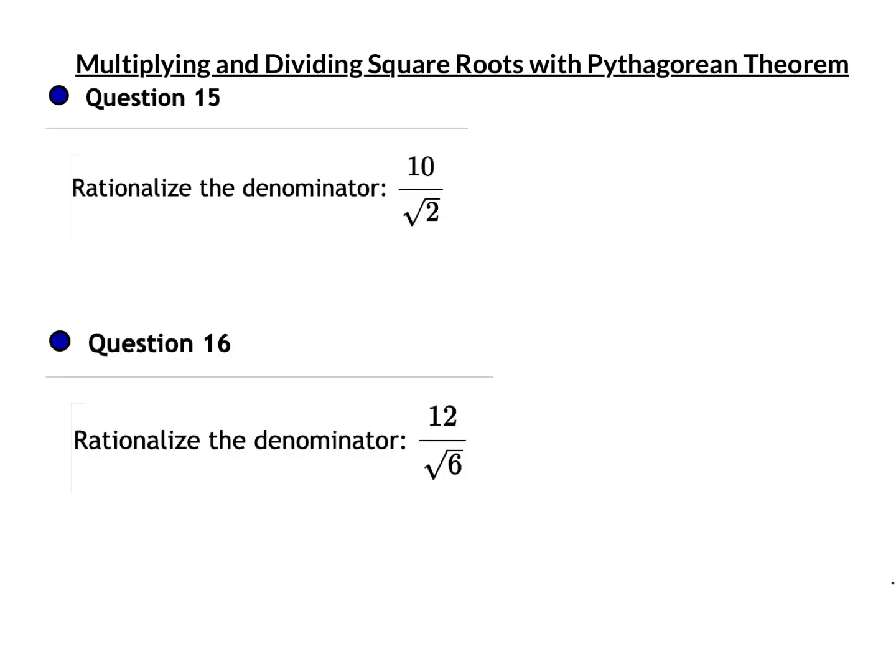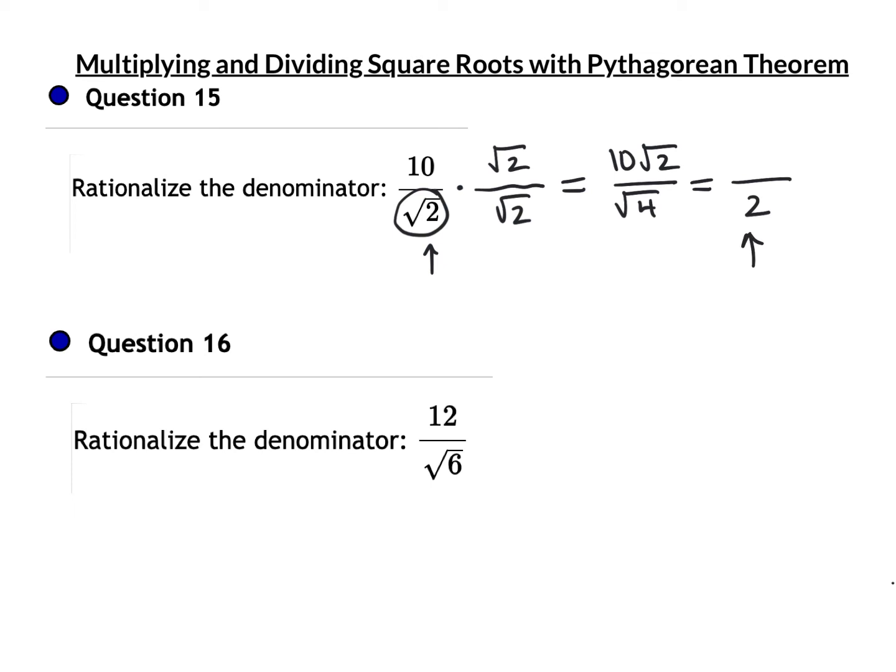Question 15 and 16 are both rationalizing the denominator. What we do is we create a perfect square in the denominator. The way we do that is we take the root, whatever it is, we make a 1 with it. Root 2 over root 2. Then we multiply straight across. 10 times root 2 is 10 root 2. Root 2 times root 2 is root 4. The square root of 4 I can do, though. It's now a perfect square. I get 2. The square root of 2 is an irrational number. We've now made it a rational number. This is called rationalizing the denominator.